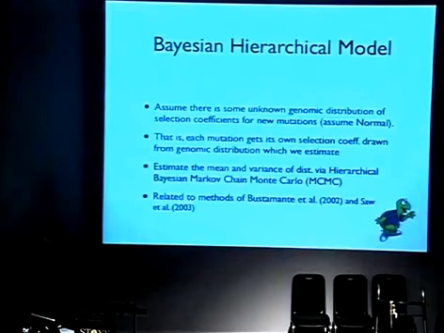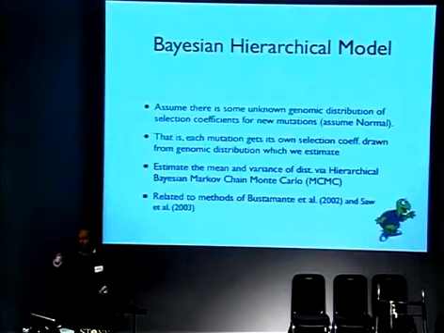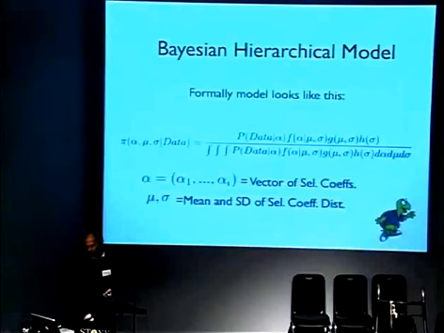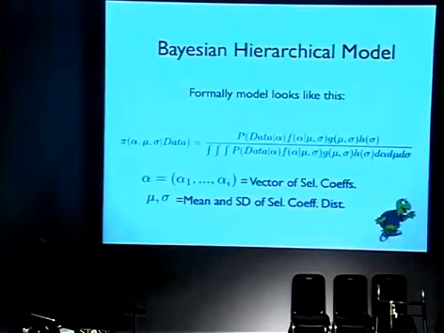And I should point out that this is related to the methods of Stan Sawyer and Carlos Bustamante, except I'm allowing for every mutation to have its own selection coefficient. One step removed from that. Formally, this is what the model looks like. Right? We've got something big and ugly down here. This is intractable. We've got our likelihood function, and we've got some priors.